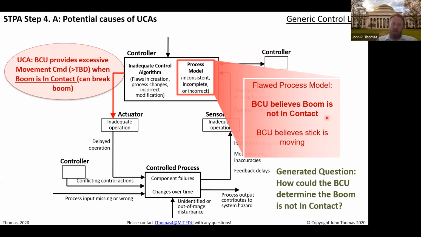It also has to believe the boom is not in contact for this to work. Now there's other problems. We're going to look in a minute at how the thing could be designed wrong, and these aren't actually the things that were built into it. But let's start in this path. It believes the boom is not in contact. Now the next question we would generate is, how could the BCU determine the boom is not in contact?